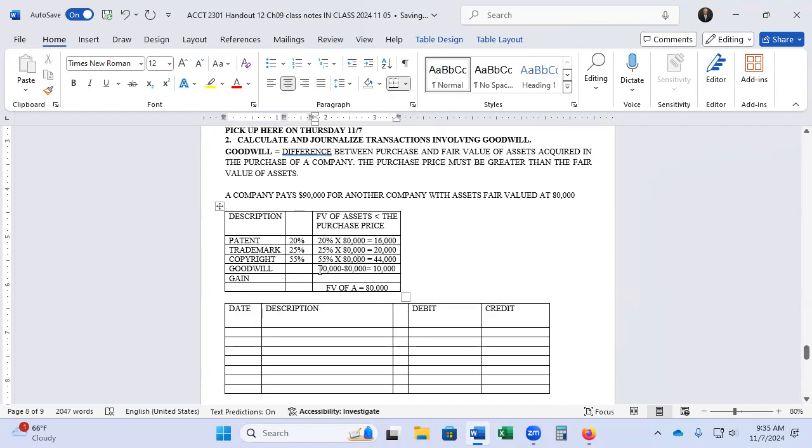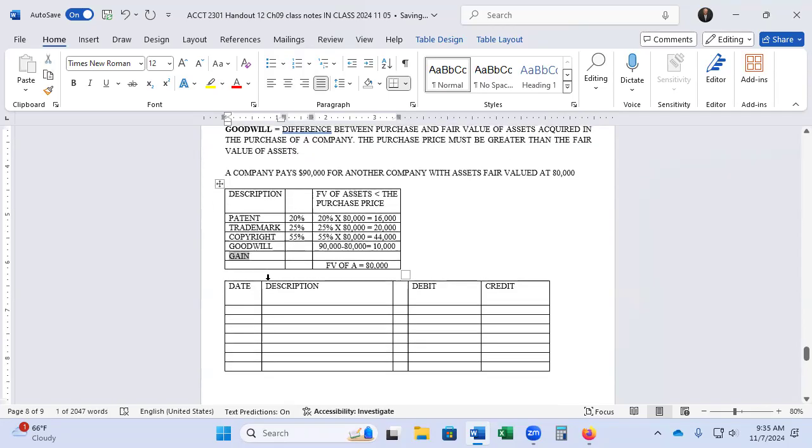And then we took the goodwill, which was the purchase price minus the 80,000 equals 10,000. And so here there would be no gain on this transaction. Sometimes you could purchase them at a discount and you would have a gain. So what does our entry look like?